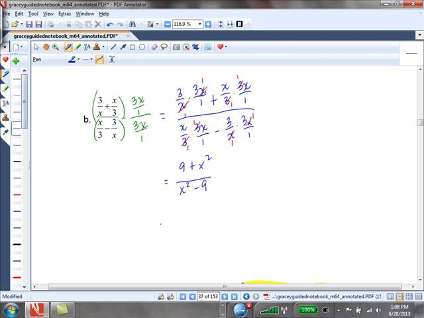Now we can commute the 9 plus x squared, those terms in the numerator, we can commute them to write them as x squared plus 9. Now be careful, x squared minus 9 and x squared plus 9 will not divide out, but we can factor x squared minus 9 as x plus 3 times x minus 3. So this is how these match up.